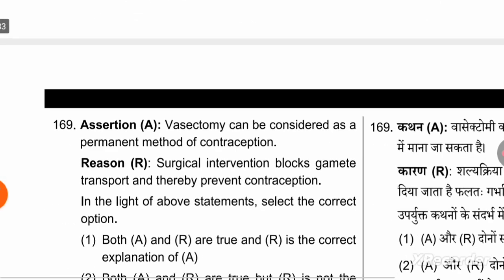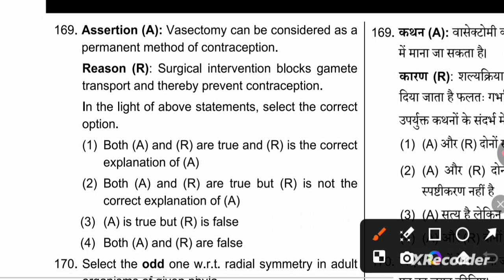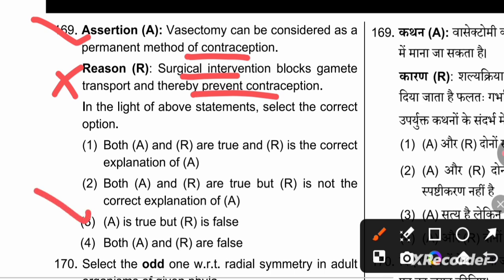Let us move to the next question. 169th question. Assertion: vasectomy can be considered as a permanent method of contraception. Yes, it is right. Reason: surgical intervention blocks gametes transport and thereby prevents contraception. Reason is wrong. So assertion is right and reason is wrong. So the third statement is right here.